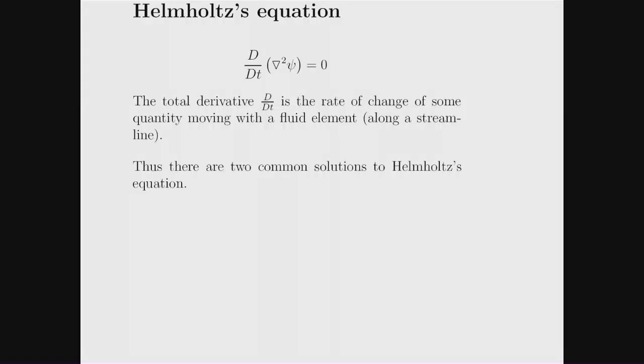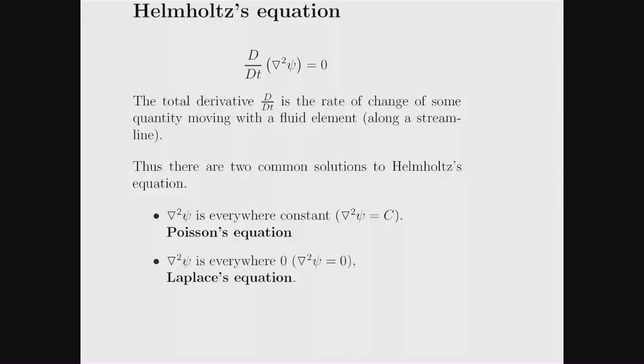Now, there's two common solutions to the Helmholtz equation. One of them is where your Laplacian of psi equals a constant, so you get a Poisson equation. And the other solution is where the Laplacian of psi equals 0, and that gives you the Laplace equation. And for this subject, we'll be looking only at the Laplace equation, where the Laplacian of psi equals 0.